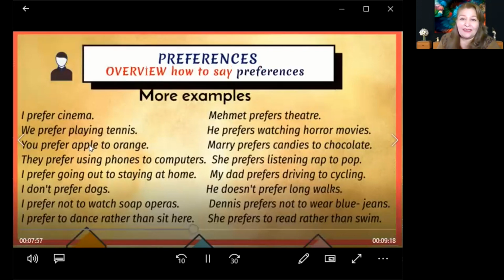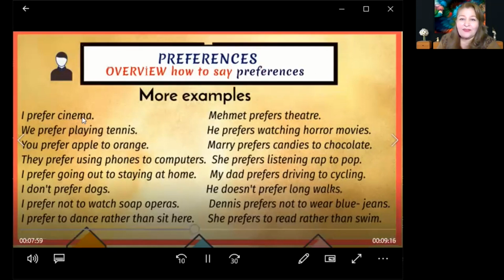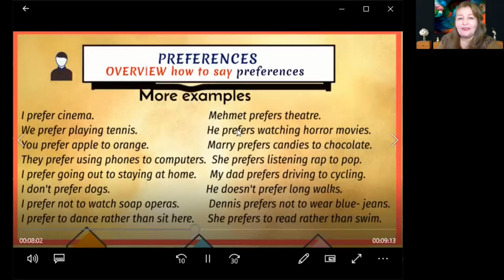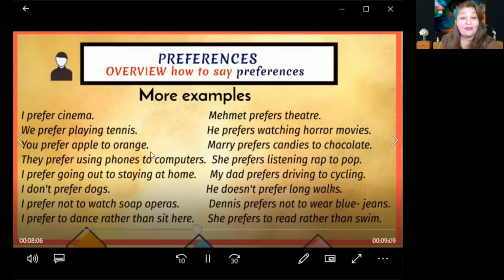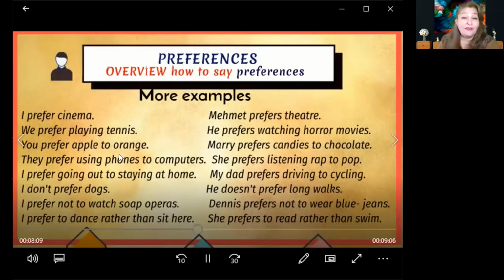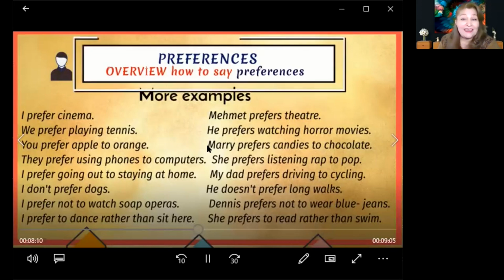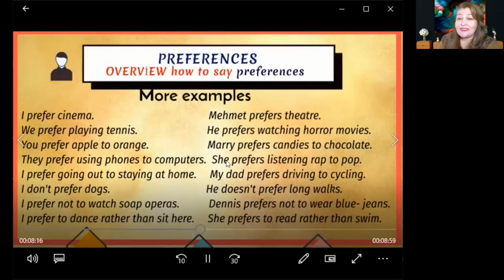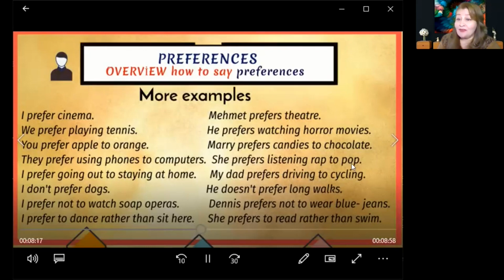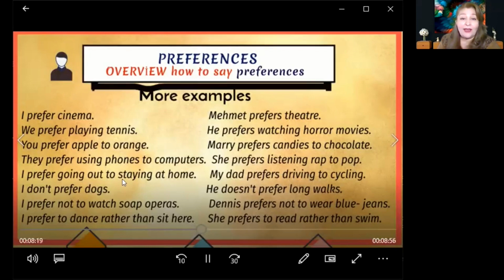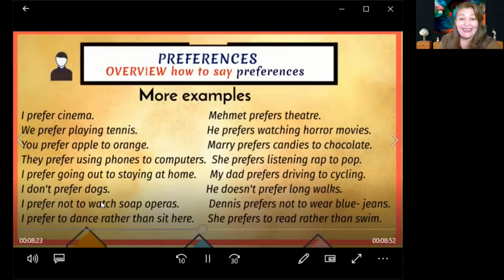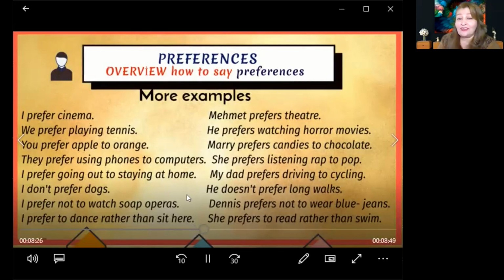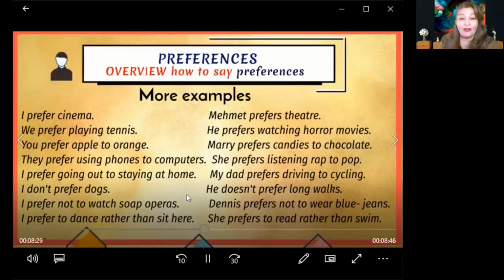Okay. And more examples, I prefer cinema, Mehmet prefers theater, we prefer playing tennis, he prefers watching horror movies, you prefer apple to orange, Mary prefers candies to chocolate, they prefer using phones to computers, she prefers listening to rap to pop, I prefer going out to staying at home, my dad prefers driving to cycling, I don't prefer dogs, he doesn't prefer long walks.